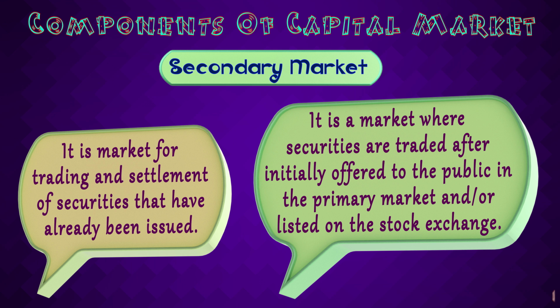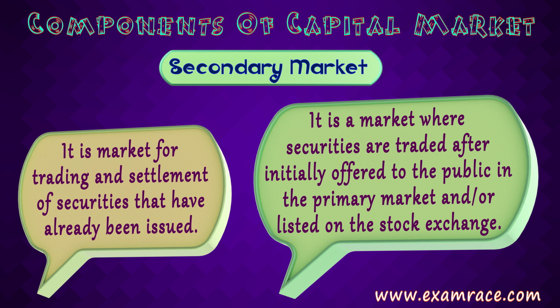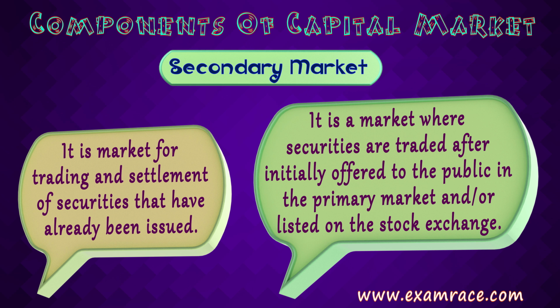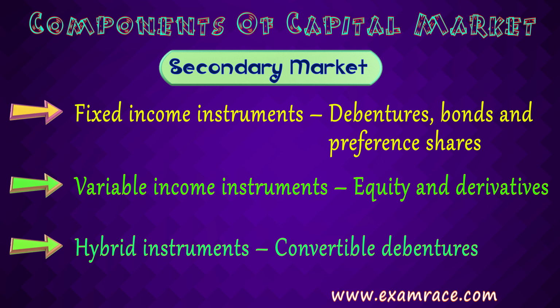Entities that are functional in the secondary market include retail investors, advisory service providers and brokers, and financial intermediaries including non-banking financial companies, insurance companies, banks and mutual funds. The instruments traded in the secondary market consist of fixed income instruments, variable income instruments and hybrid instruments.